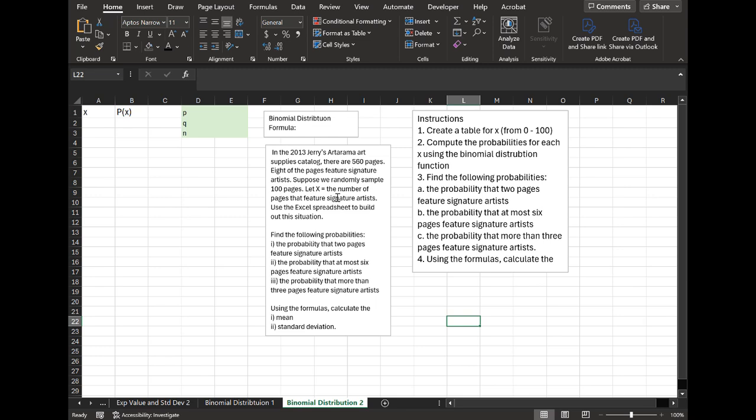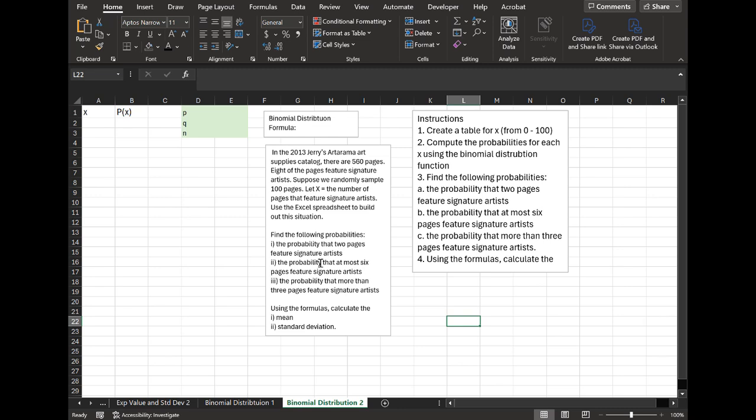So I have this art supplies catalog that has 560 pages. 8 of the pages feature signature artists. Suppose we randomly sample 100 pages. Let X equal the number of pages that feature signature artists. We're going to use Excel to build this, and then we're going to answer all these probability questions.